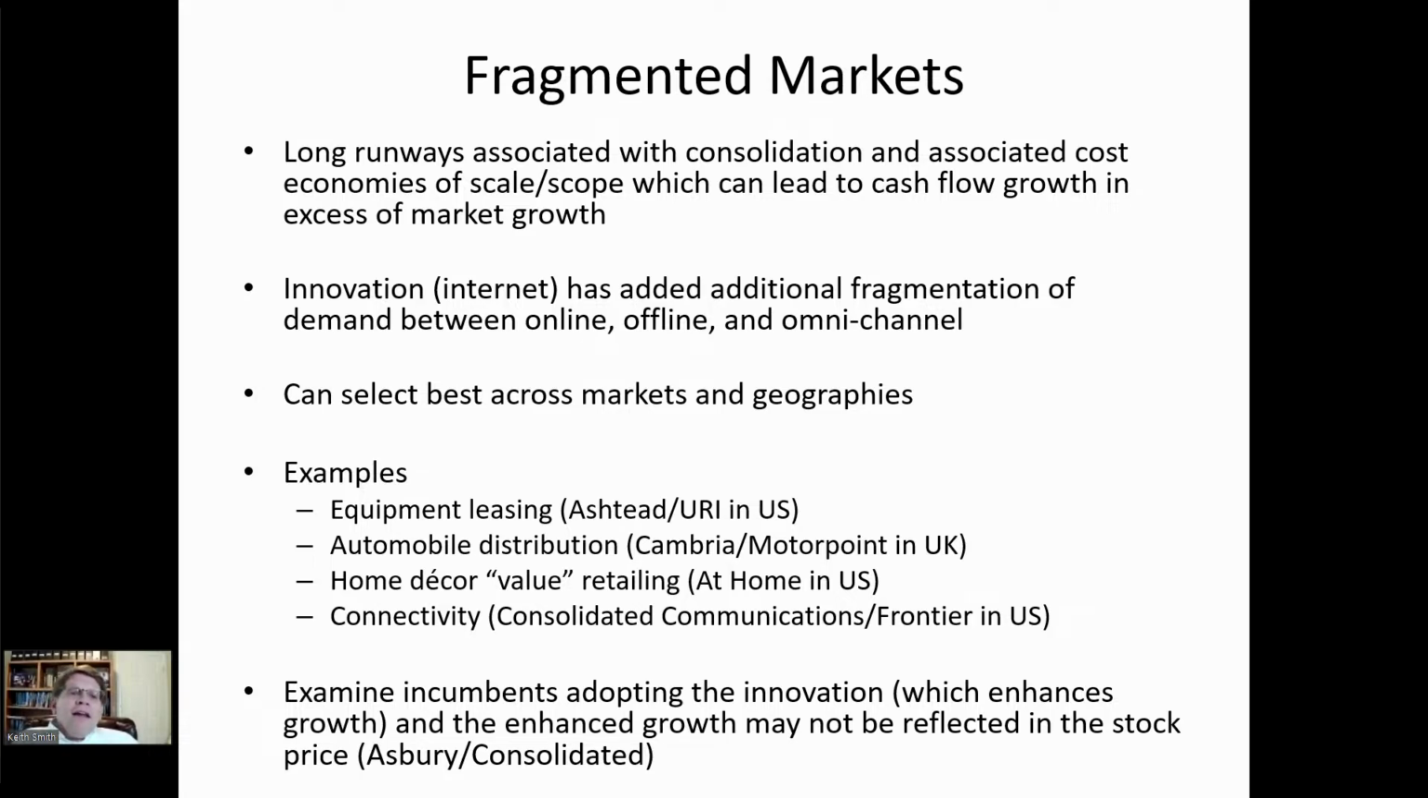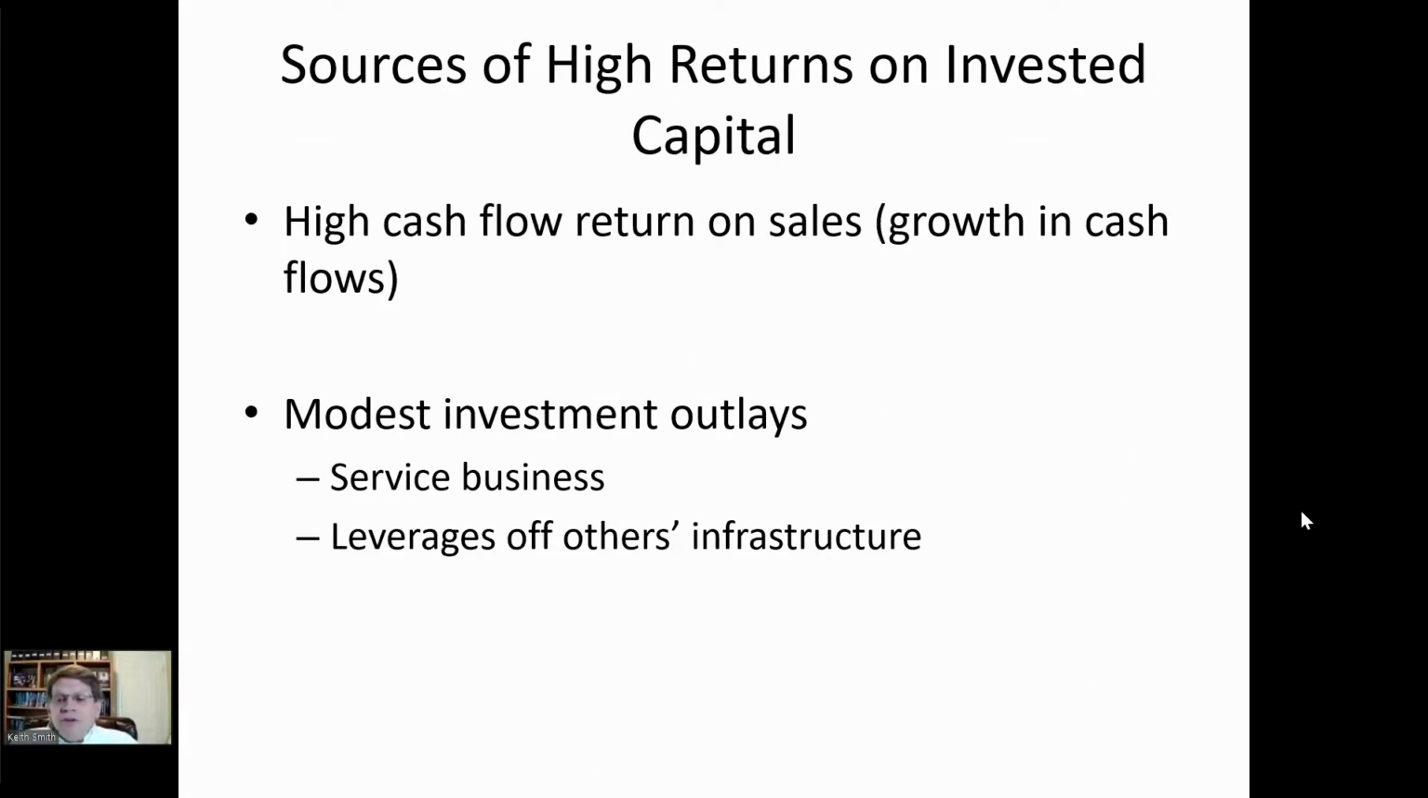And finally, an example would be in connectivity, which is Consolidated Communications. That's the example that we're going to take a look at.